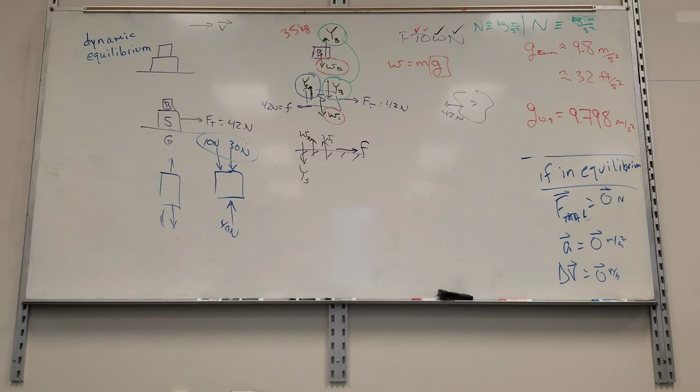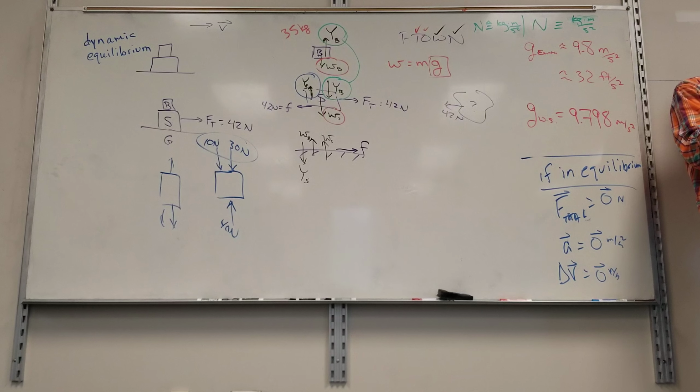So why was the guy pulling the boy on the sled? Why was there friction between them? Because they were accelerating. They were not in equilibrium. That was the difference there. This kid is in equilibrium. His acceleration is zero, total force is zero. That's the difference.